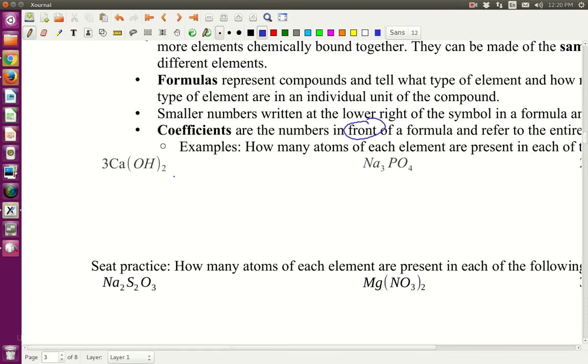The subscript is the 2, the smaller number. The subscript here is the 3 and the 4. And the coefficient, this right here, that's the number 3. Now this number 3 multiplies everything. This is the compound itself. That's the compound. This 3 says I have 3 of these compounds. This subscript only multiplies everything inside the parentheses.